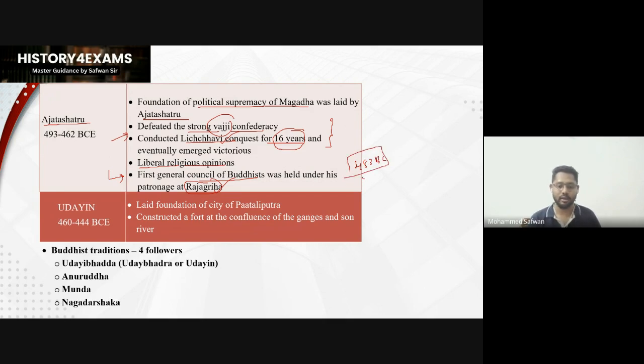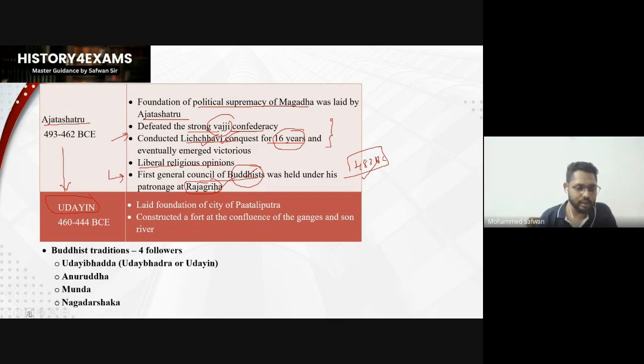If my memory is correct. So just note this point about Ajashatru. The most important contribution is the political expansion and annexation of the Lichavi region, and the first Buddhist council. This council you will be learning in a separate chapter under Buddhism. Okay. After Ajashatru, there comes Udayin.